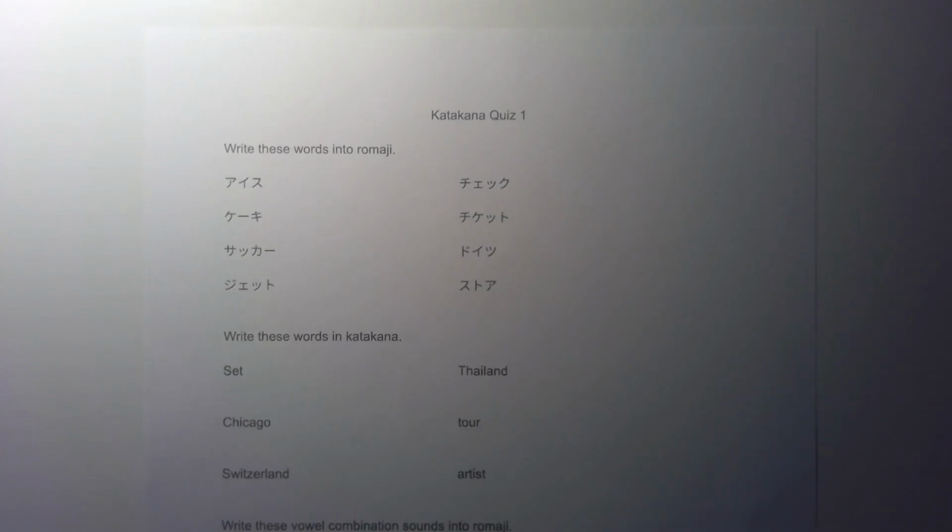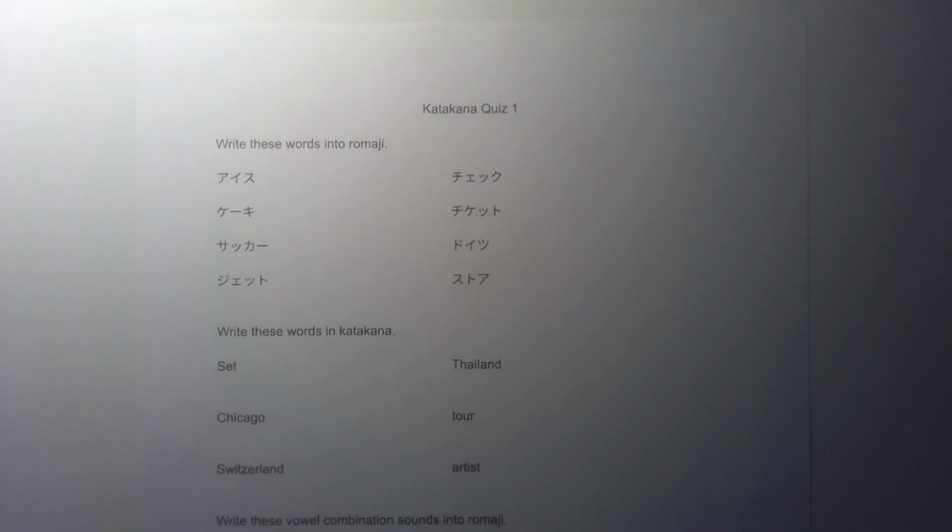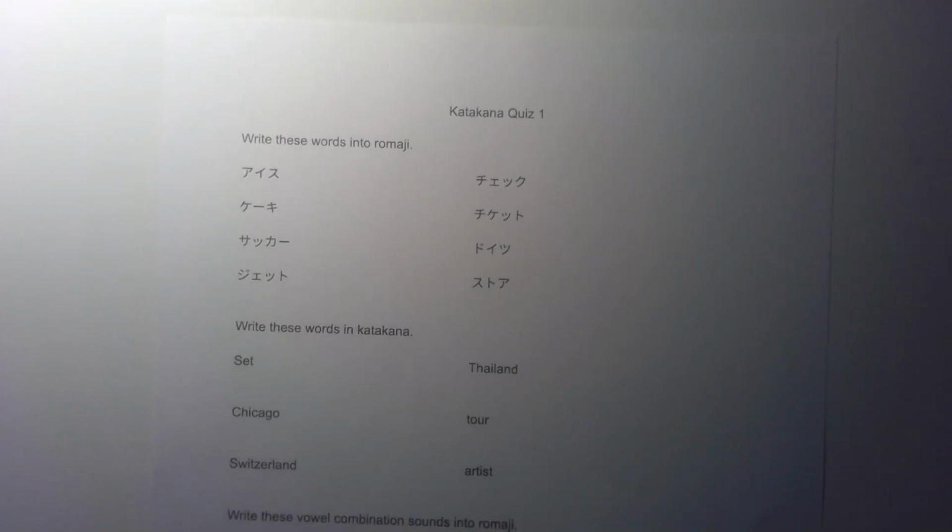So katakana is getting a little bit more complicated because we have to combine everything we learned with hiragana with the small tsu, and writing the vowels small and things like that. But anyway, let's get into this little quiz I made.